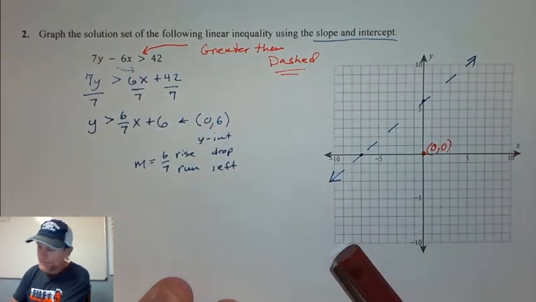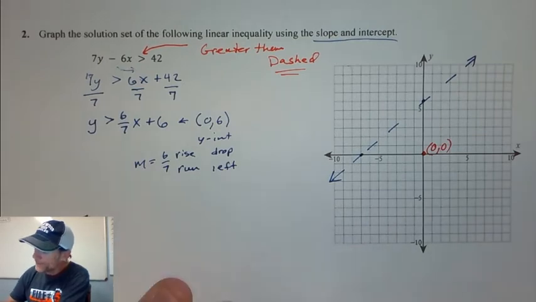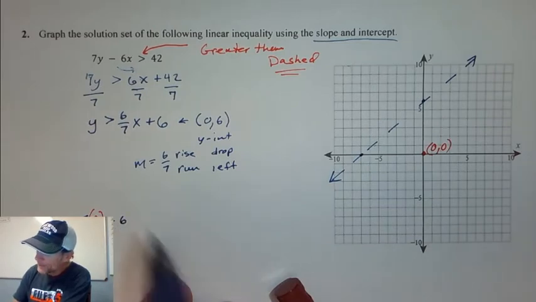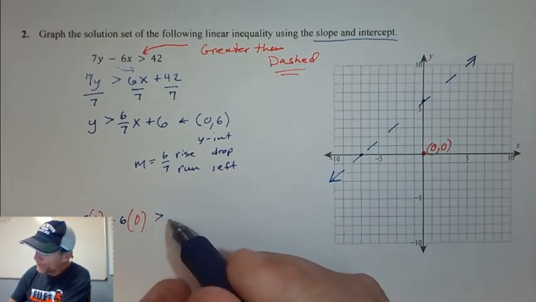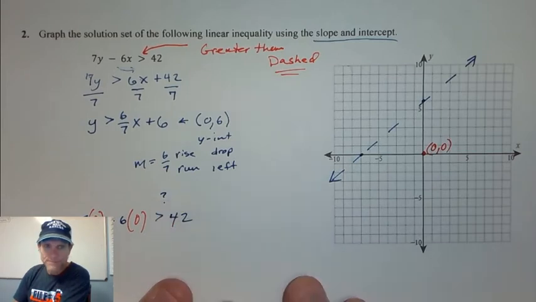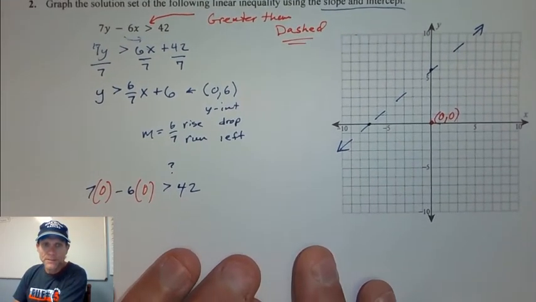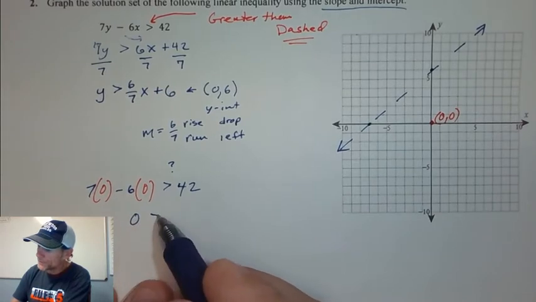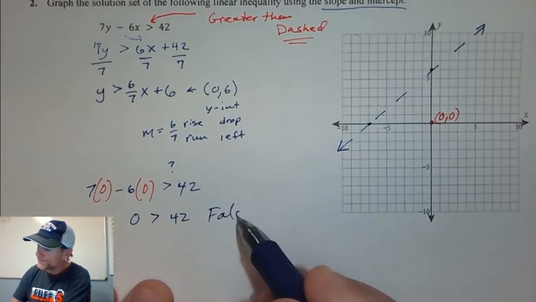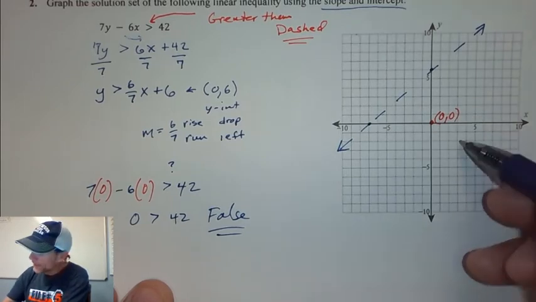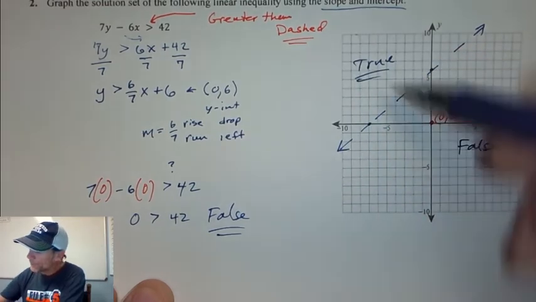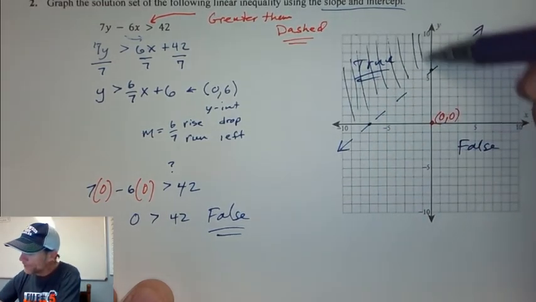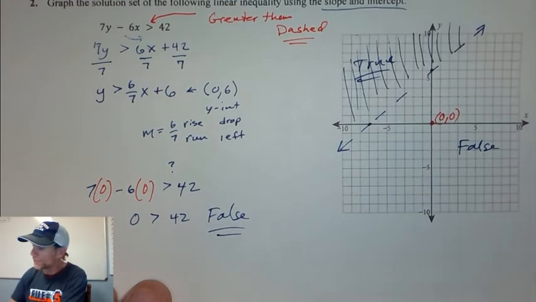Okay. So what I have is 7 times 0 minus 6 times 0 is greater than 42. Now that's what I'm testing right there. So testing this, I have 0 is greater than 42. That's false. So this side is false, and this side is true. Remember, we'll shade the true side. Okay. So that's using the slope-intercept method.